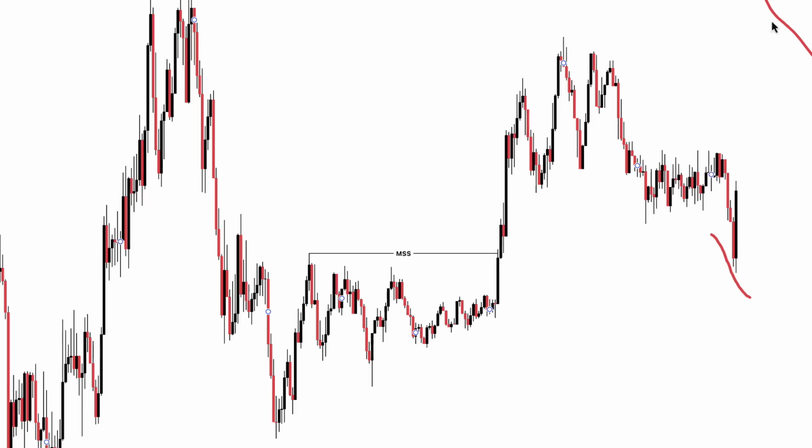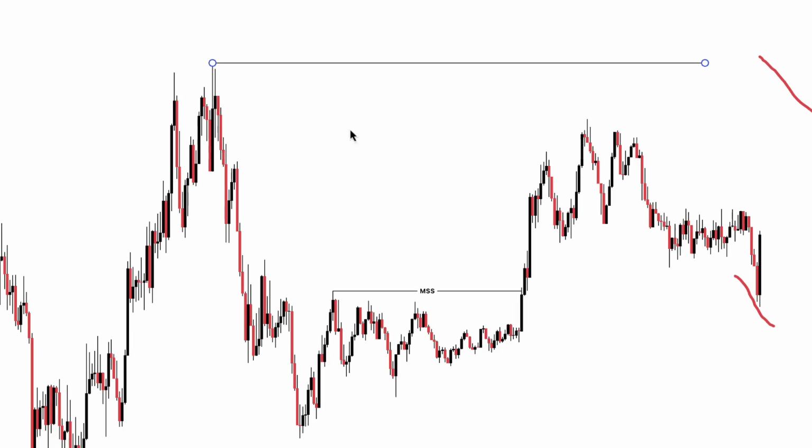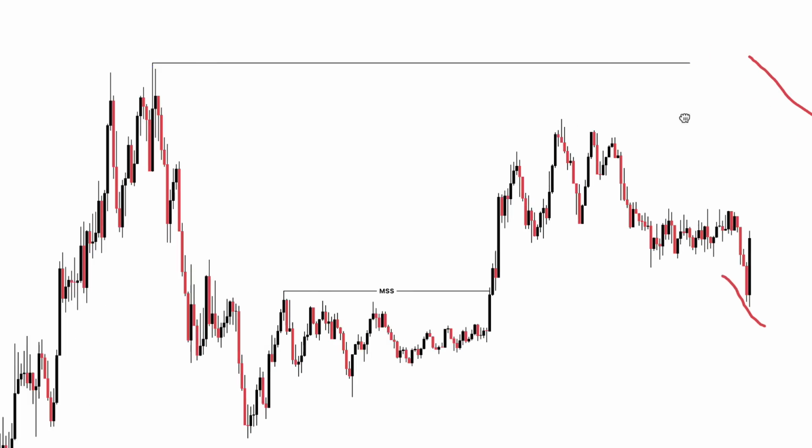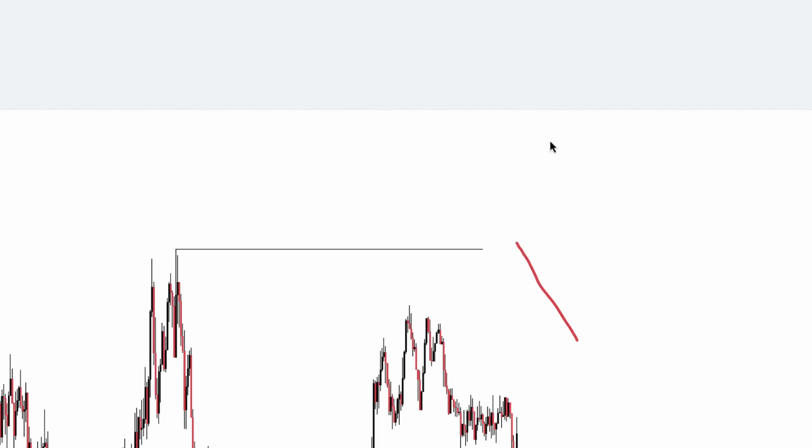Now it's retracing. The target is ultimately to take out this high. You can also wait for price to finally take out this high. It has a lesser risk approach to the bullish bias that I'm intending to do. And where is my target? Just here. That is the target.